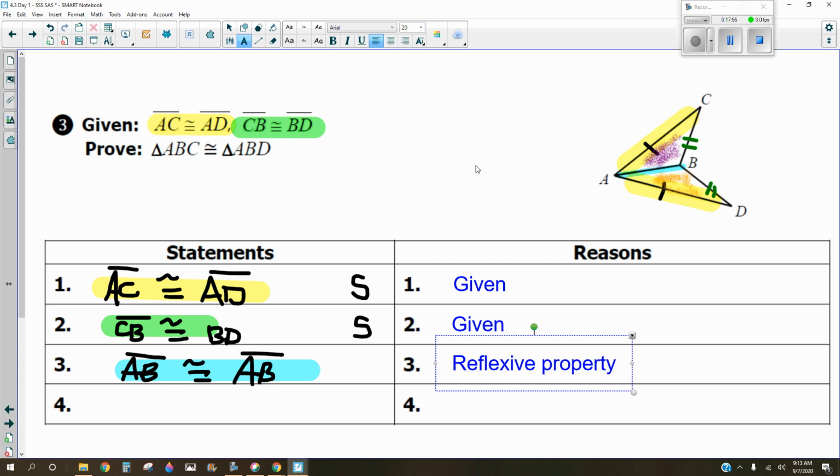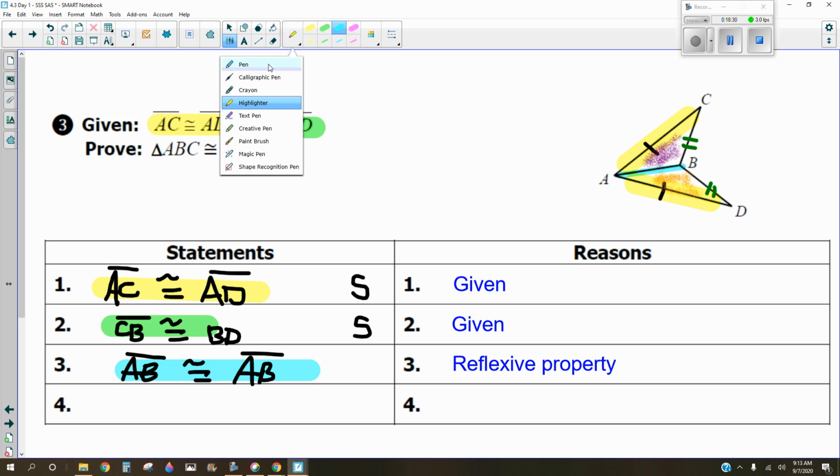Okay? Reflexive property means it's one object that is shared by two things. AB is technically one piece, but two triangles are using it. And they're obviously going to be the same length because AB can't be longer on one than the other because it's one piece. We call that the reflexive property. So you might want to write that down. Reflexive means it's shared between two items. Reflexive means to be shared.